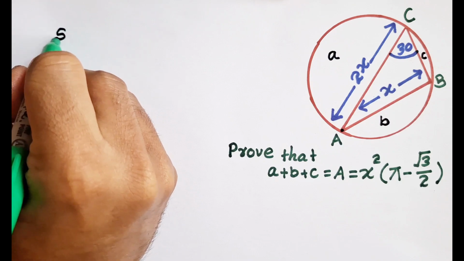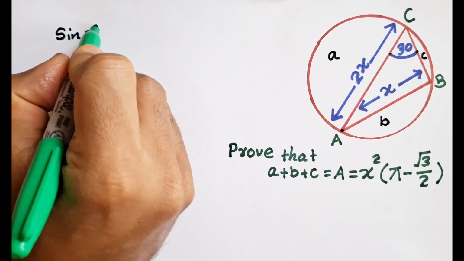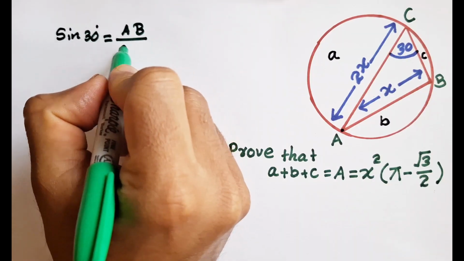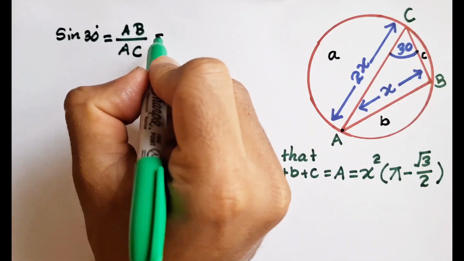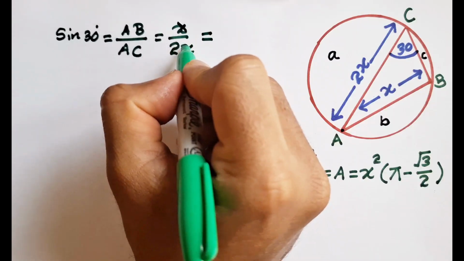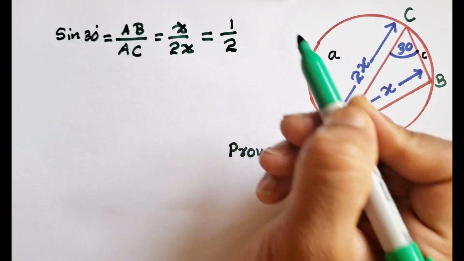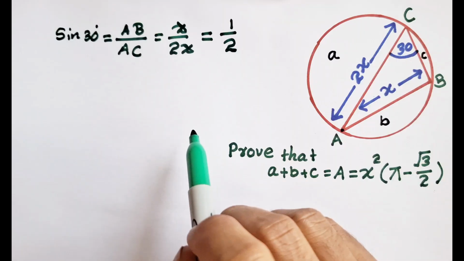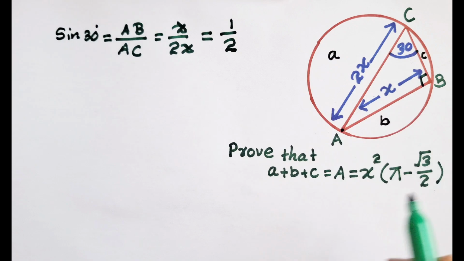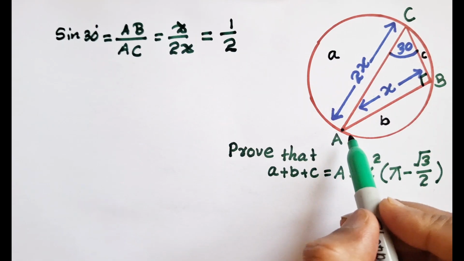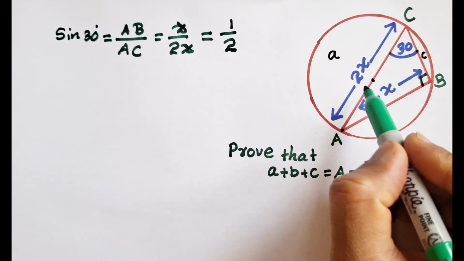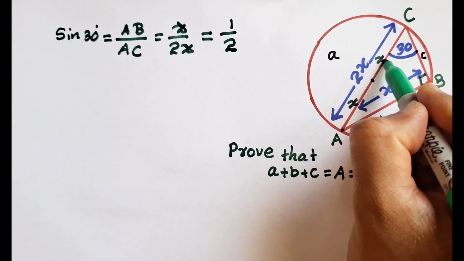I am going to check the sine value of angle ACB. Sine 30 is equal to AB over AC. AB is equal to x, AC is equal to 2x, so x over 2x is equal to half. If sine 30 is equal to half, which means ABC is a right angle triangle. Then according to Thales' theorem, when angle ABC is equal to 90, AC becomes the diameter of the circle, which means the radius of the circle is equal to x.